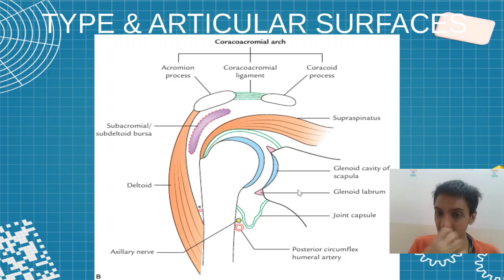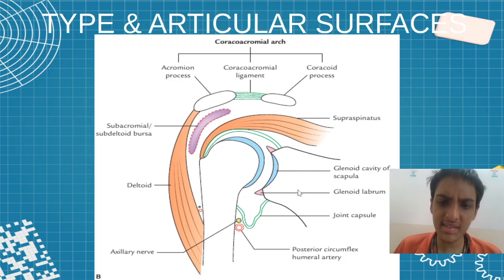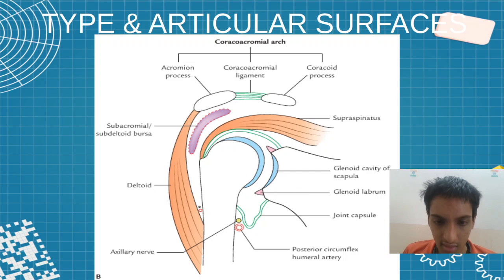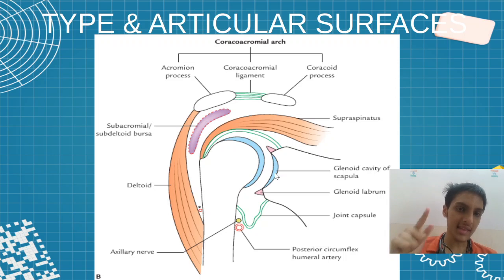So first, the type and articular surfaces. Basically we'll see the articular surfaces. Here we are finding the head of the humerus and the glenoid cavity of the scapula. Now what will be the type of this joint? Let me know your answers in the comment section. What type of joint is the shoulder joint?